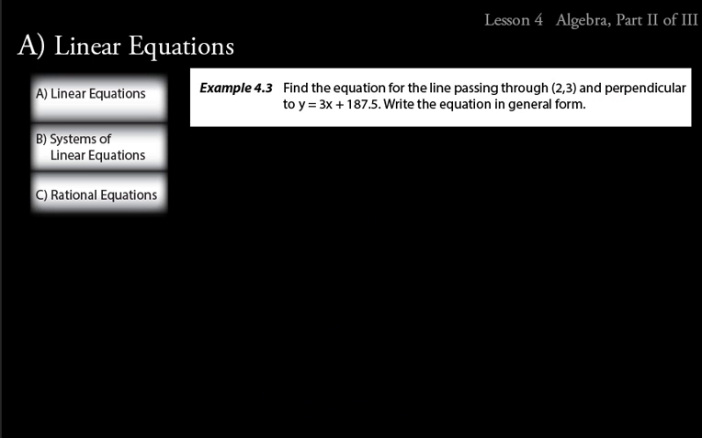Problem 3: find the equation of a line passing through (2, 3) and perpendicular to, so a little bit different again, perpendicular to y equals 3x plus 187.5.